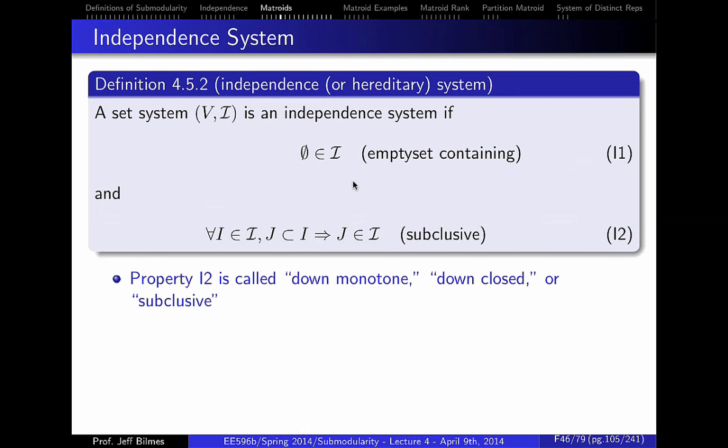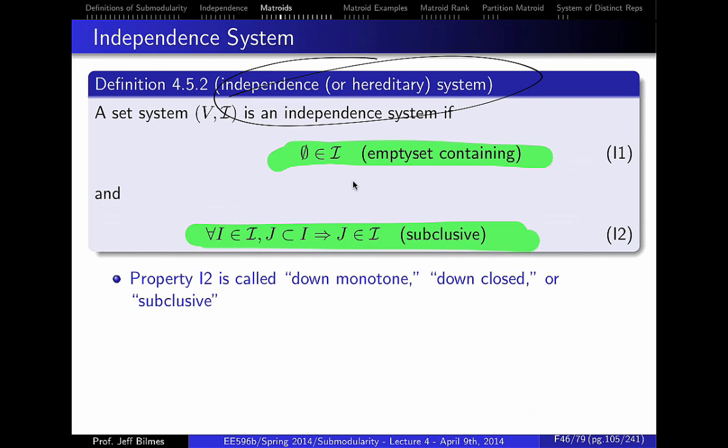So we can define a hereditary system or an independent system where, on the one hand, it contains the empty set, and number two, it's subclusive. This is a particularly important definition, because we're going to see this side by side with the definition of a polymatroid very soon. But right now we're just talking about sets and matroids. So this is not yet a matroid. This is just called an independent system.